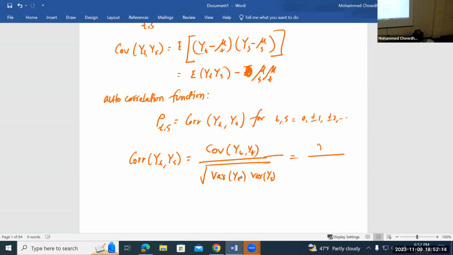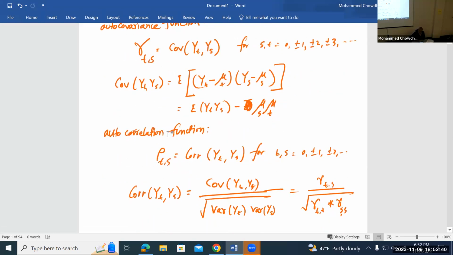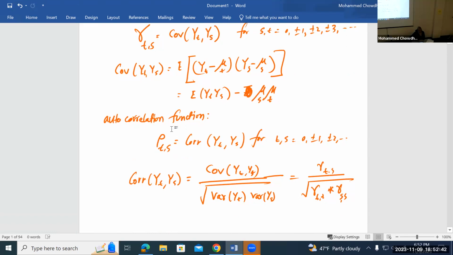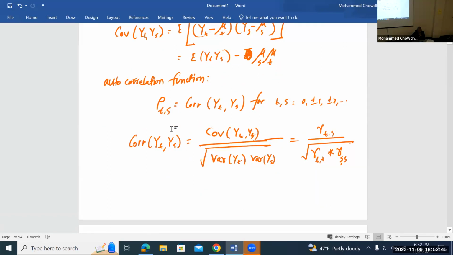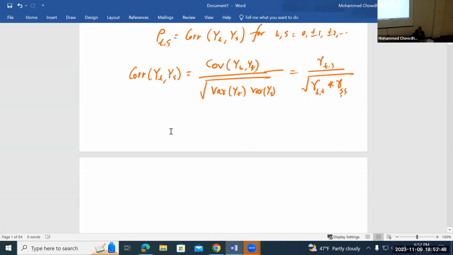So this could be written as gamma(t, s) over gamma(t, t) and gamma(s, s), because the variance is on the same time process. The purpose is to estimate those things. So this is the way the variance, covariance and autocorrelation functions are defined.